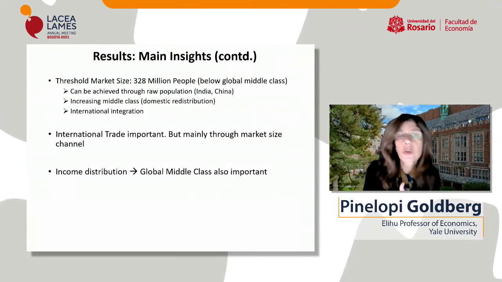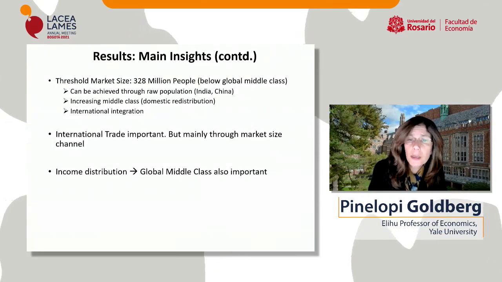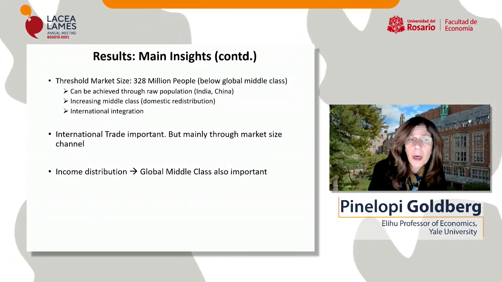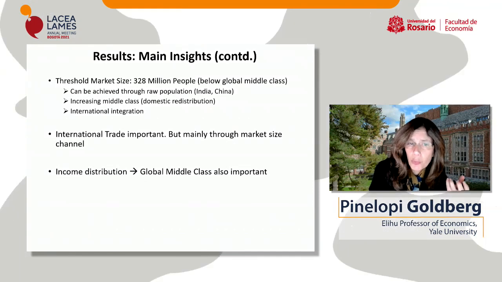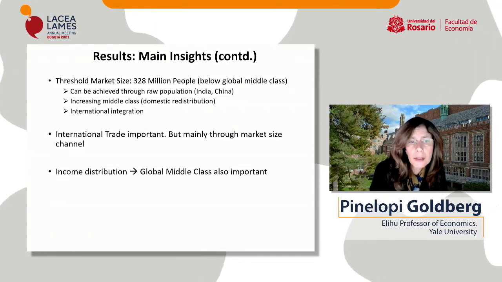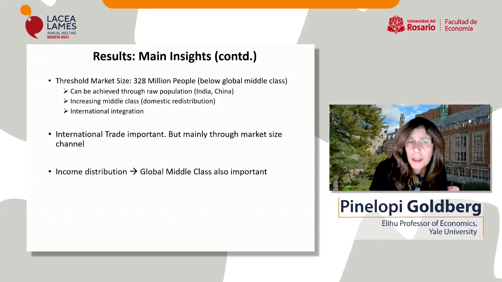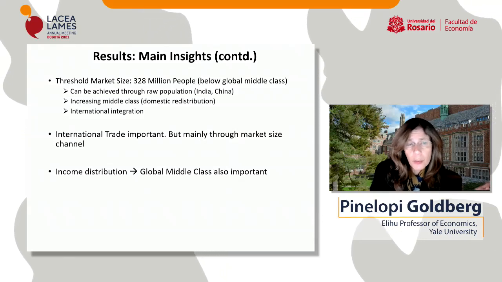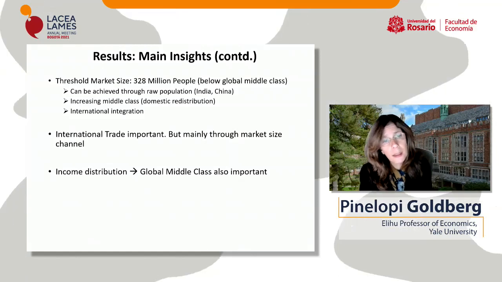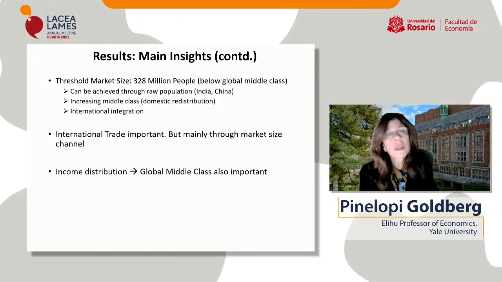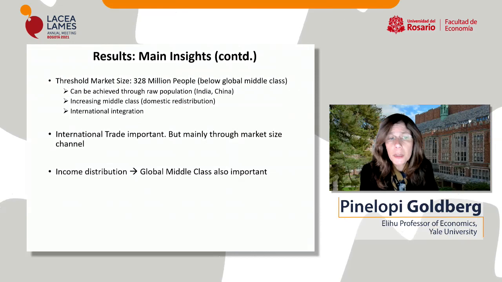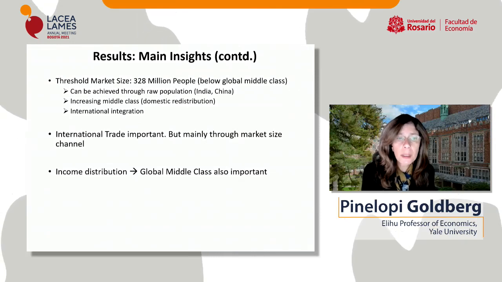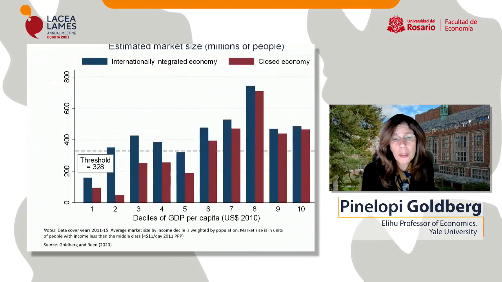We estimate the threshold market size to be 328 people. You can think of these as being raw people, not in the middle class. Needless to say, this is a very high number that most countries, with the exceptions of China and India, cannot achieve. But in our case, it can be achieved through raw population, but it can also be achieved by increasing the middle class or by international integration.